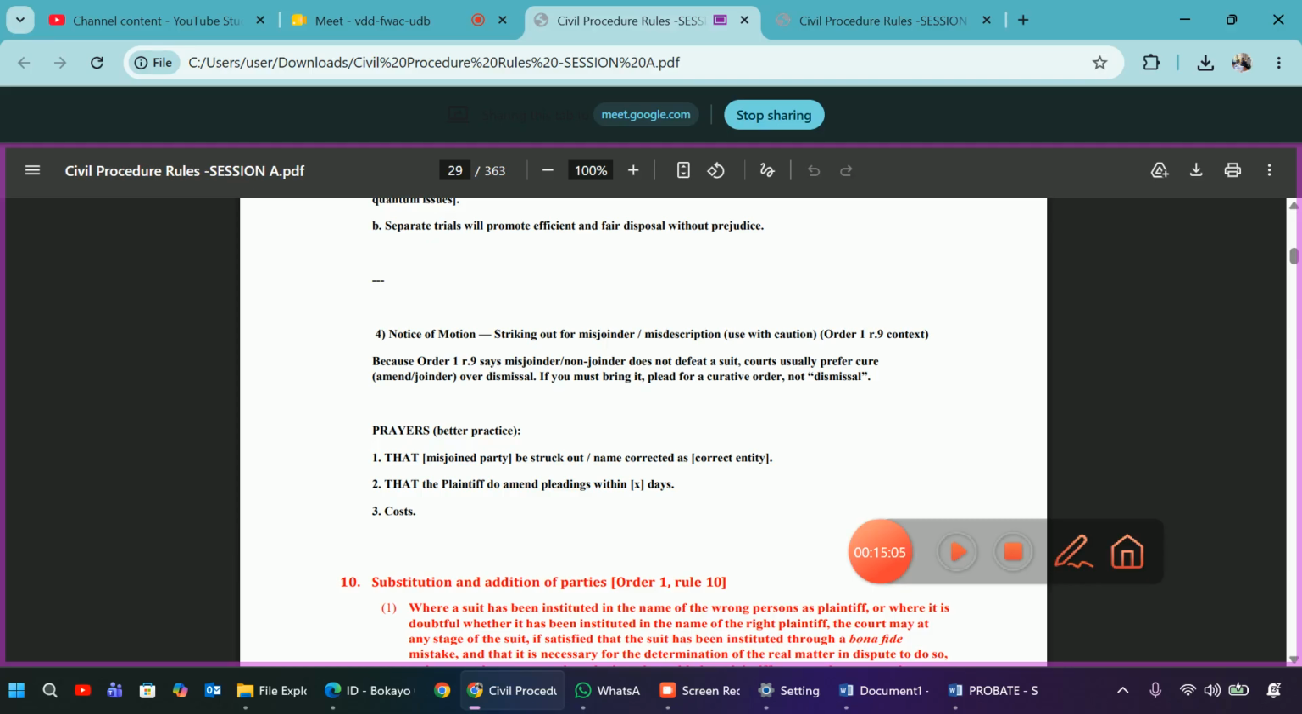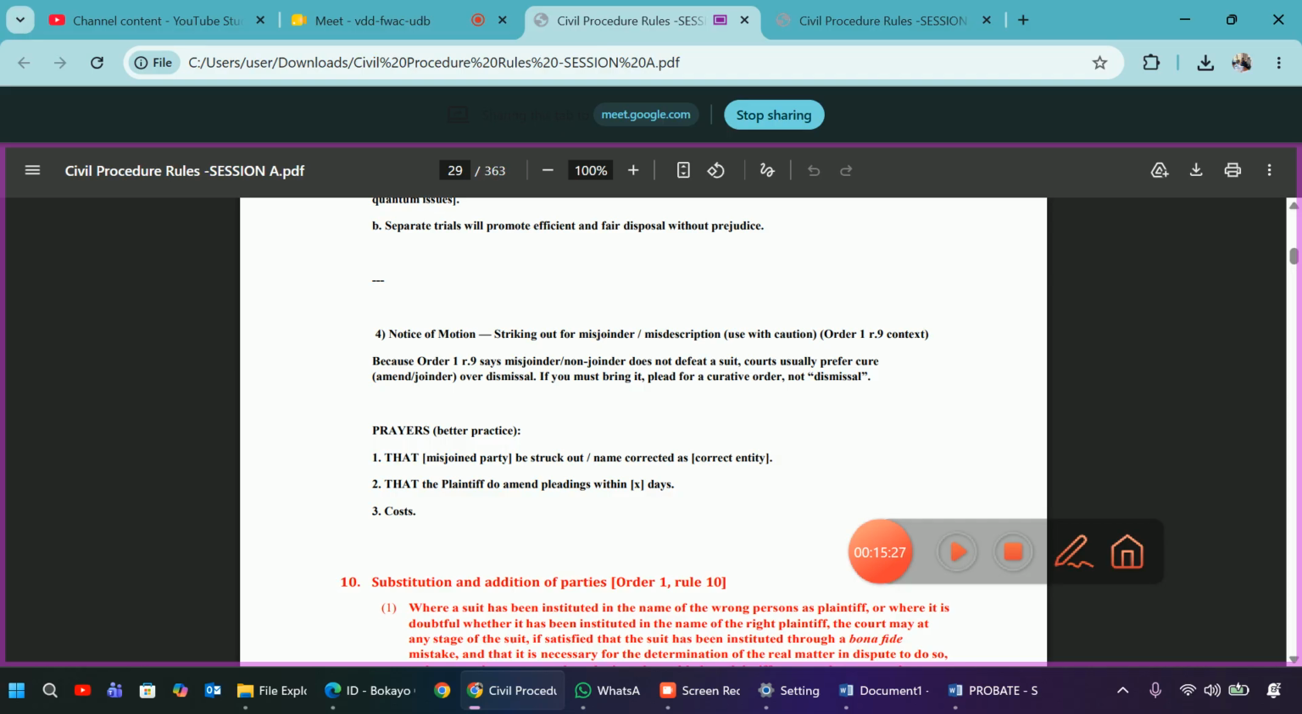So in essence, I did it deliberately because you already have the content of the notice of motion that is applicable in Order 1, Rule 1 all the way to 9, and I directly delved in the prayers part: that misjoinder party be struck out and name corrected as correct entity, that the plaintiff do amend pleadings within a number of days.